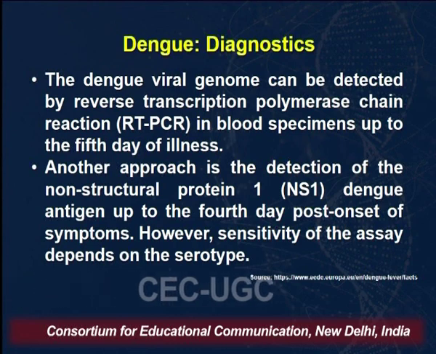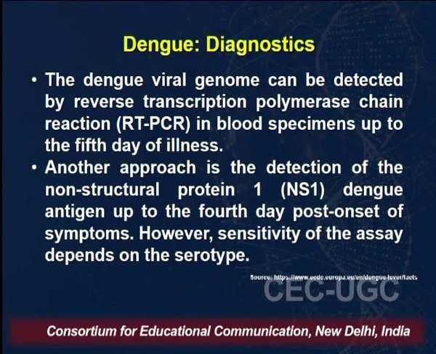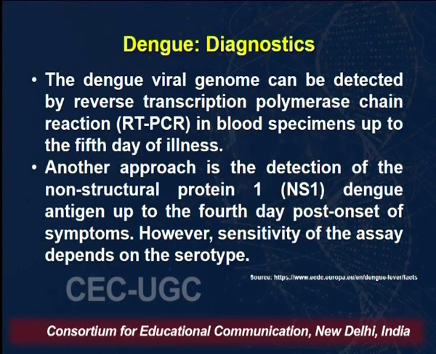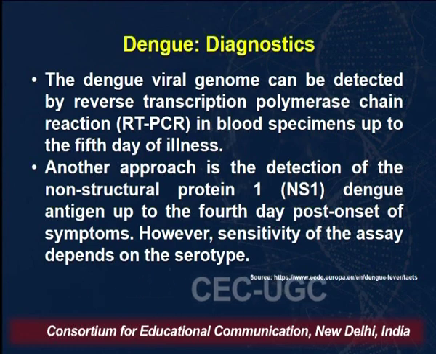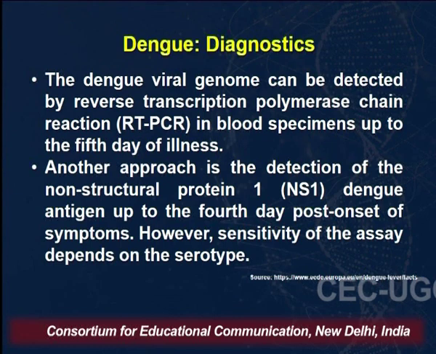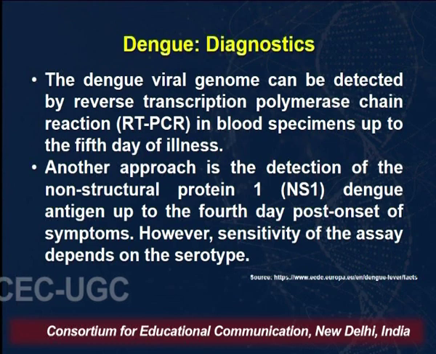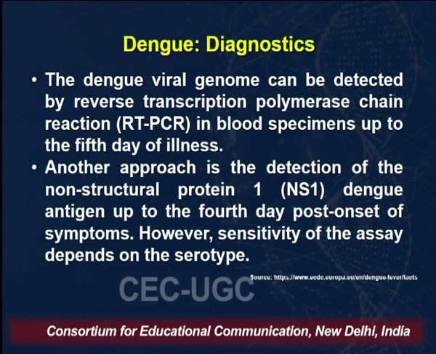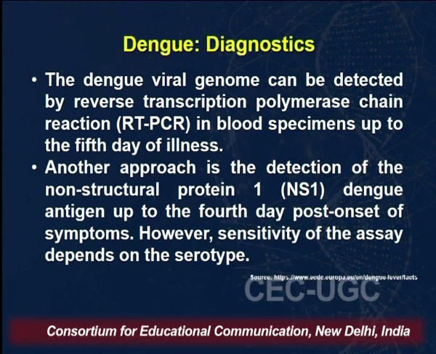Some of the other detection techniques include the detection of the non-structural protein NS1, which is present on the surface of the dengue virus. These generally start coming up, and if they are detected with the help of ELISA plates, they also give us the information that the person might be suffering from dengue virus infection.